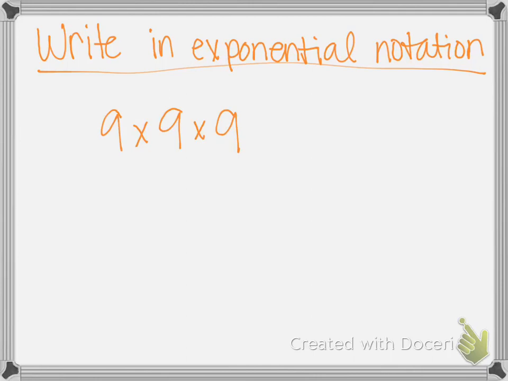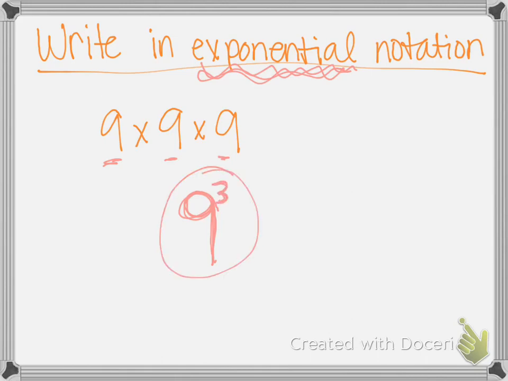The correct answer would be to write it with an exponent form. That's what notation is. So I would say that my base number is 9 because that's what I'm using over and over again. And then to get my exponent, I would ask, how many times am I using it? I'm using it 3 different times. So this would be the correct answer.